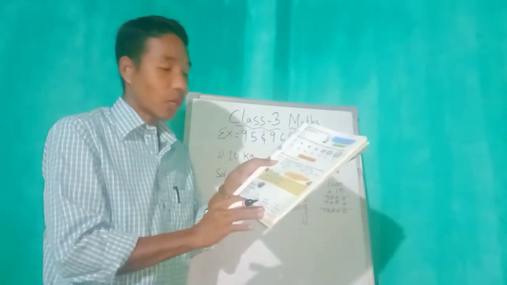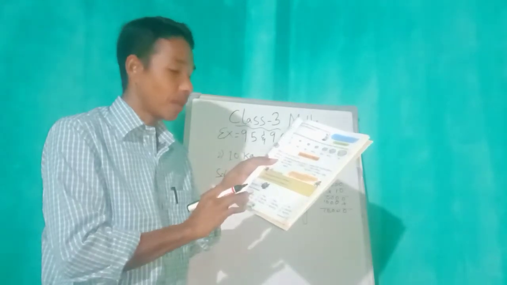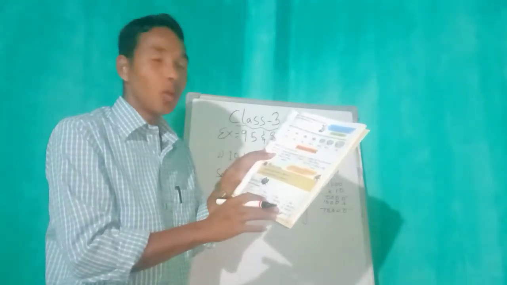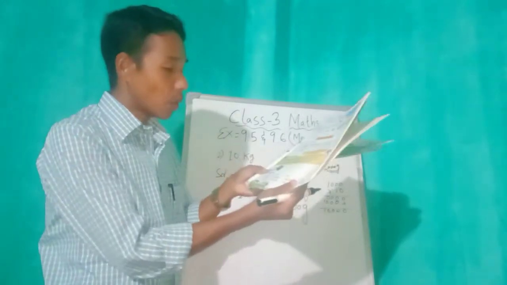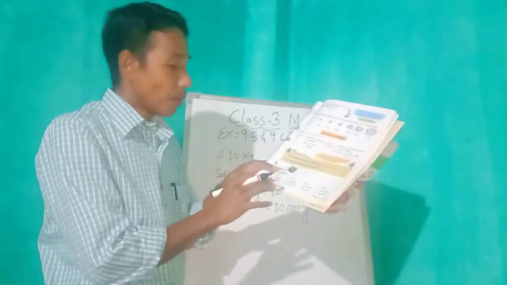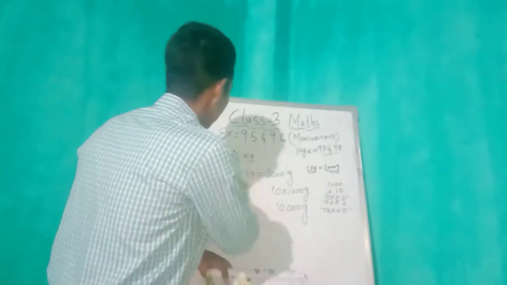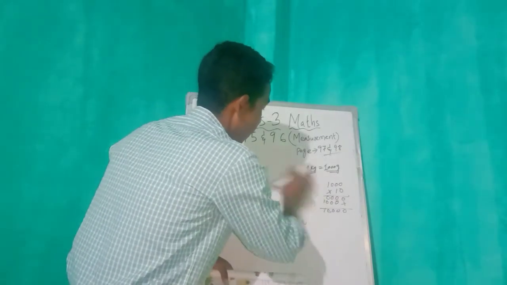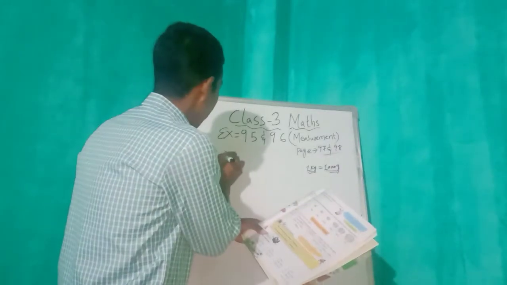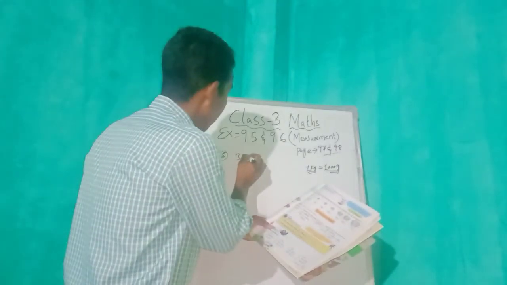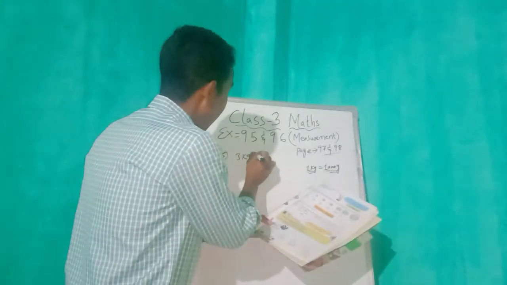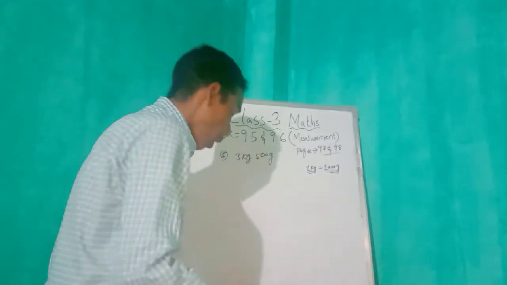You try to do this one, okay, by yourself at home, okay? From number 3 to 12, same this one, okay? Just look here, just I will show number 5, okay? Number 5, we have 3 kg 500 gram. So how will we do? See, look here.